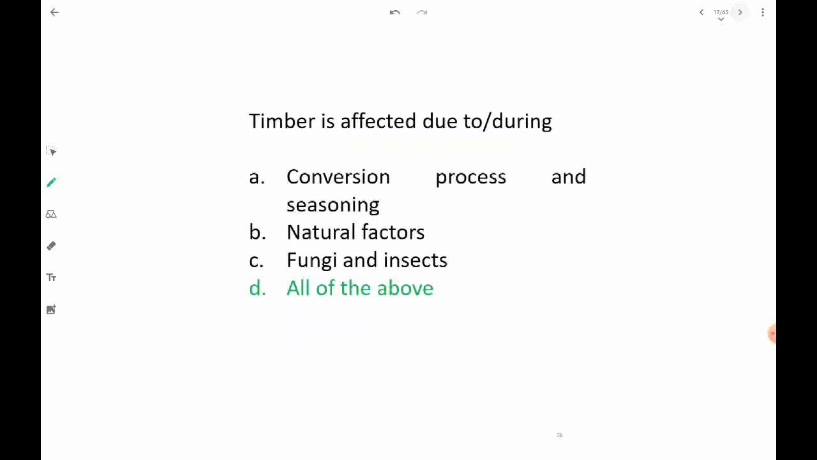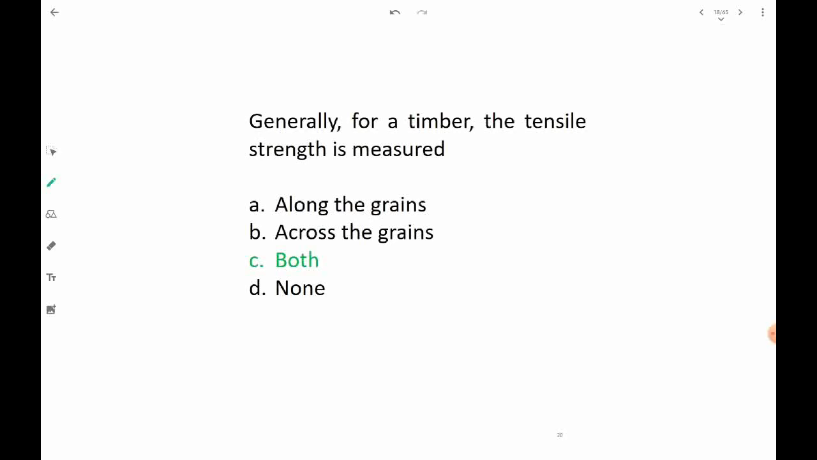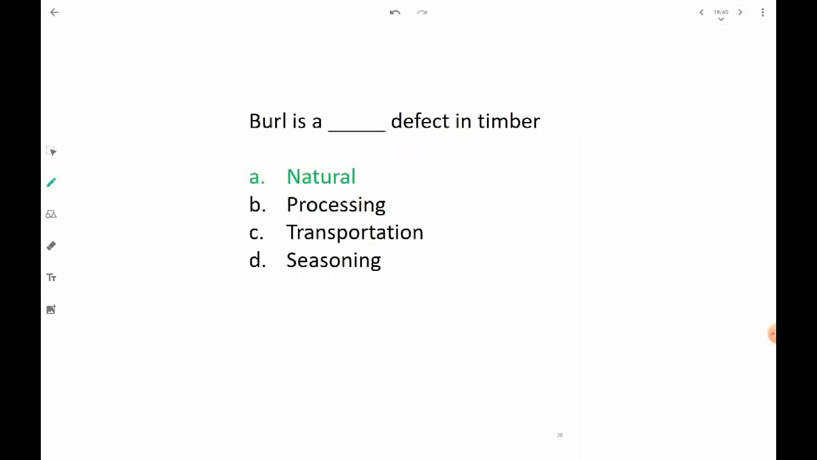Then, timber is affected during the conversion process, seasoning process, by natural factors, and also by fungi and insects. Generally, for a timber, the tensile strength is measured along the grain as well as across the grain. Burl is a natural defect in timber.